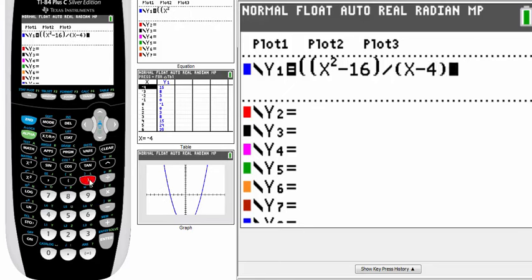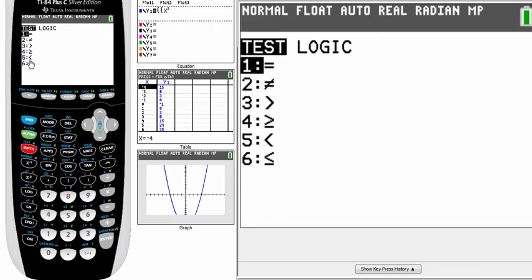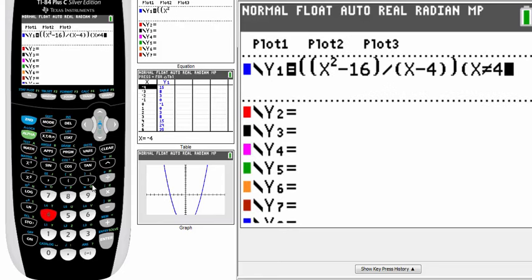Close parenthesis for the function, open parenthesis for the restriction. Now the restriction is x cannot equal 4. So x, and let's go to second test, and we're looking for the not equal case, so that's number 2, 4. X cannot equal 4. Now I have my close parenthesis.